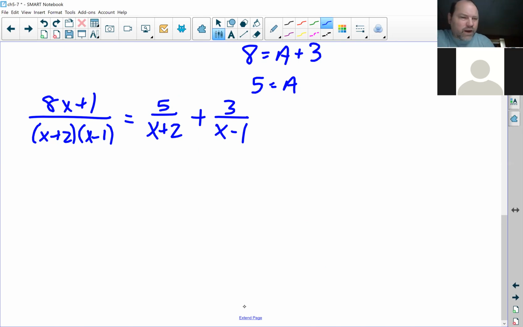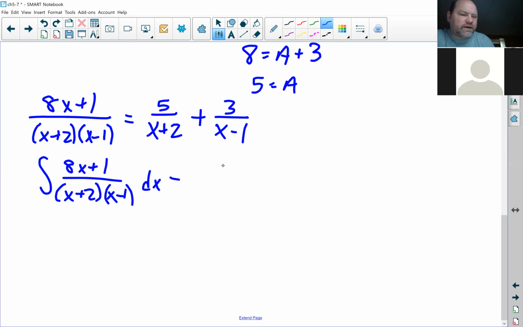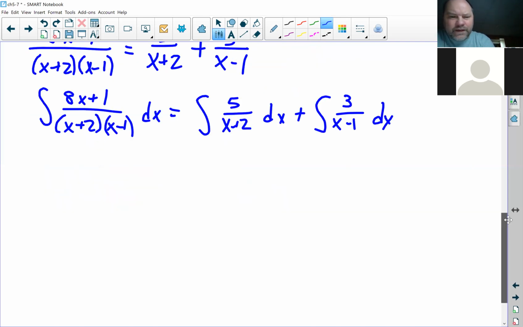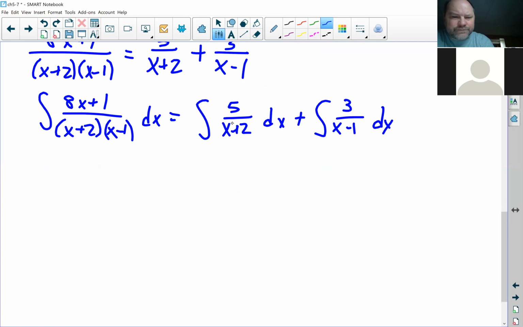What this means for our problem is that now, instead of this integral, I have this pair of integrals. And these integrals I can deal with. And actually, I can deal with them pretty easily.